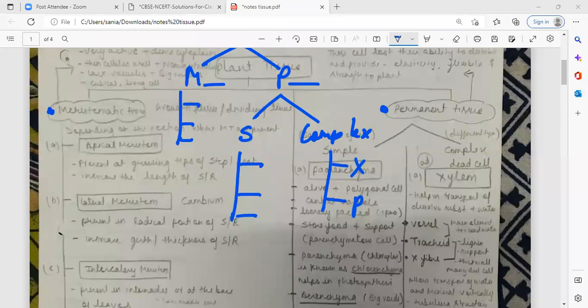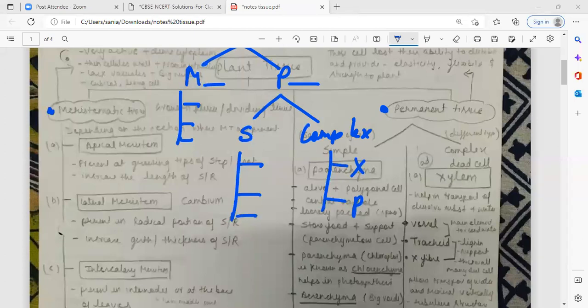Okay, plant tissue, making two parts: meristematic tissue and the permanent tissue. Over meristematic tissue, you will get these three things: apical meristem, intercalary, and lateral. Clear? And then over permanent tissue, you will again divide it. Over here, you will write it like this. Then again, you will divide it into simple and complex. Again, you have three: parenchyma, collenchyma, sclerenchyma.